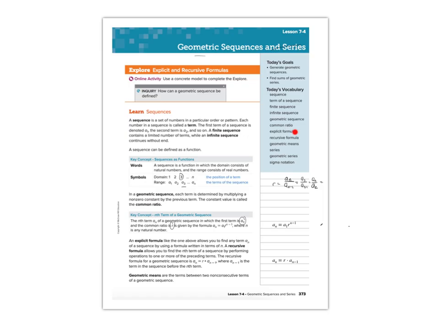An explicit formula allows me to find the exact number I'm looking for in a sequence. A recursive formula allows me to find the next number in order after I have started off with A1. Geometric means, we're not going to talk about these last four, or I'm not going to here. I will cover some of that in class. So good luck, and we'll see how it goes.